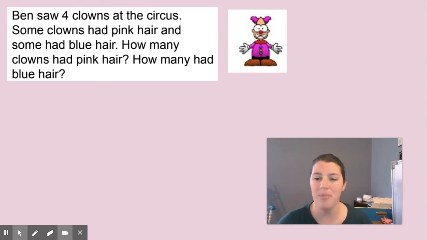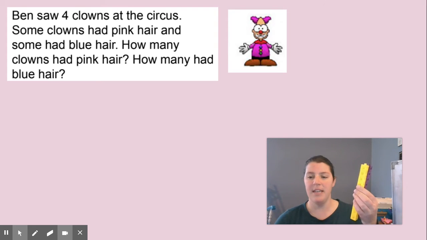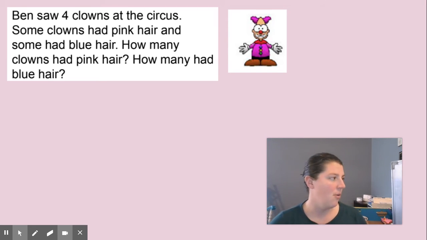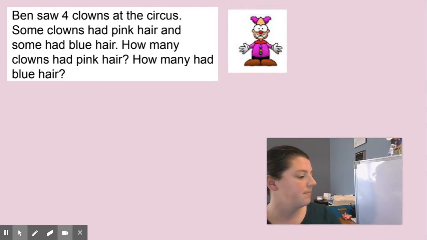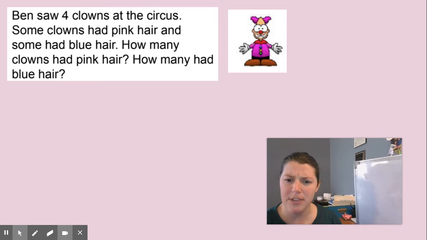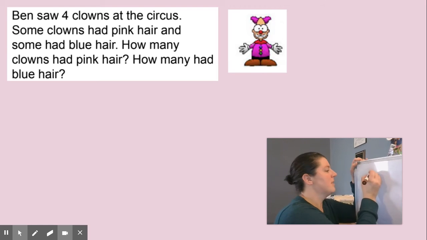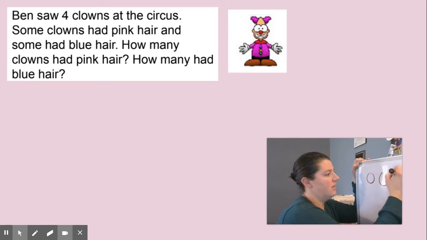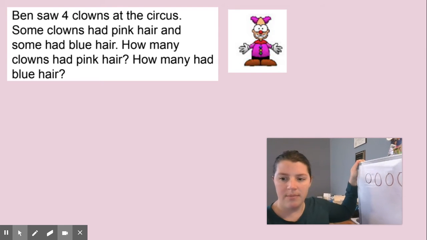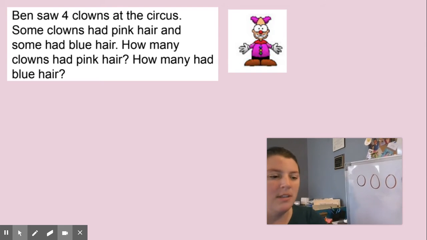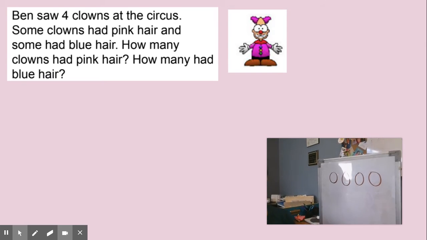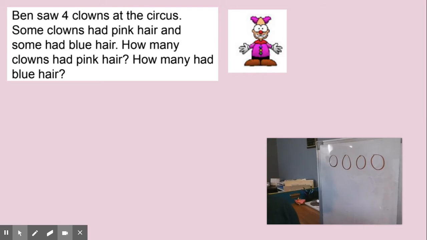What would you do first to solve this problem? You're right, we need to represent it in some way. So if I want to represent it, I might choose my cubes, or I might choose to draw. So what would we represent first? We need to represent the clowns. Sorry, it's kind of a tongue twister. How many clowns are there? That's right, there were 4 clowns. So I'm going to draw 4 circles. These are my clowns. Let's see, I'm trying to get them all in the view. There we go. So these are my 4 clowns.